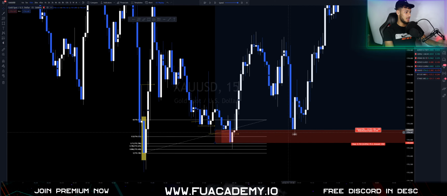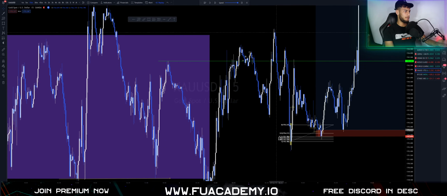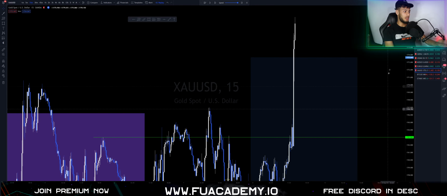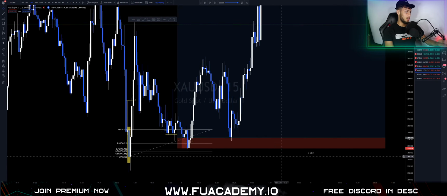See the risk to reward. 50% of this, that's a 20. That's nearly 8 pip stop loss to nearly 200 pip take profit. What that would have given me was a 23-to-1 risk to reward right here.